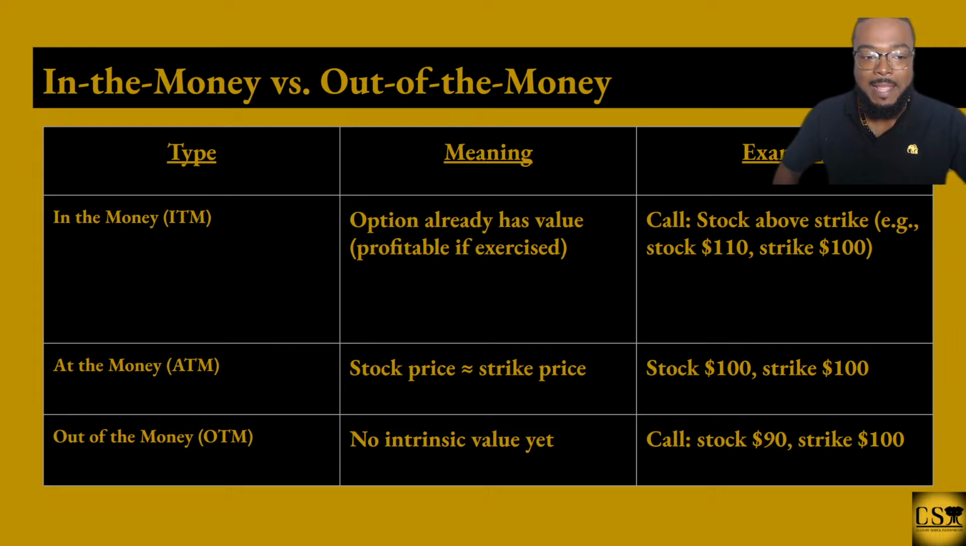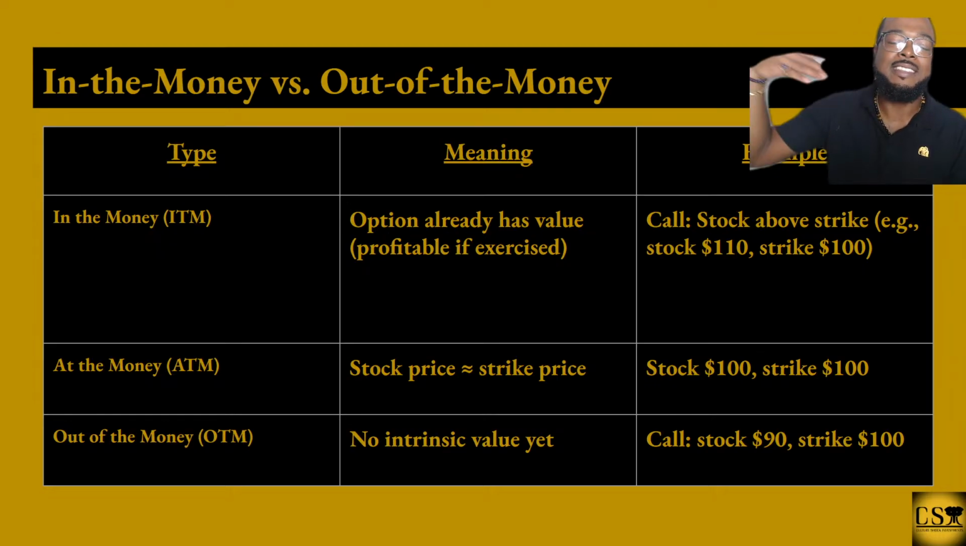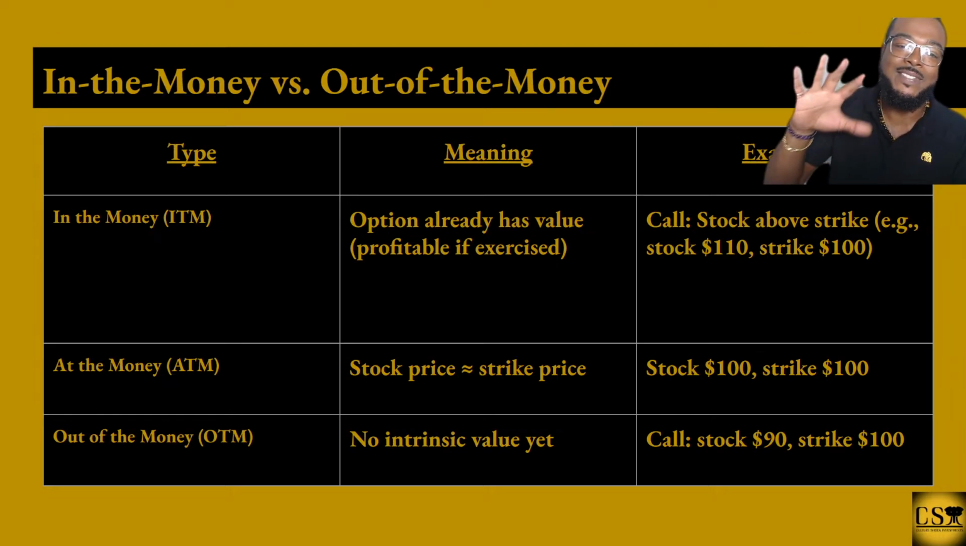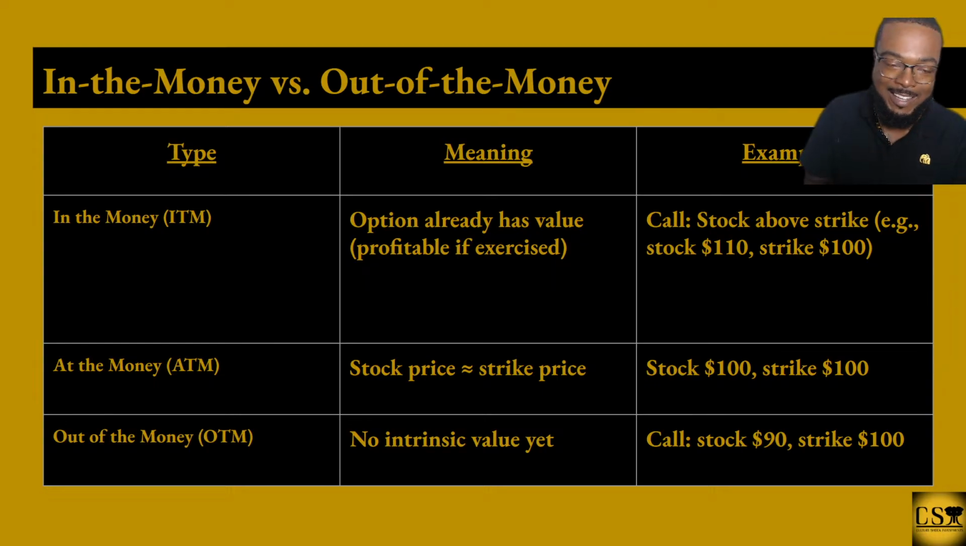In the money, the option already has intrinsic value. What they're saying is that the option is already sitting above your strike price, and it currently holds some intrinsic value. So you're looking to buy the $100 Apple calls, and the Apple price is at $105. It already has $5 of intrinsic value on it, making it a safer contract, but it's going to make it a more expensive contract to buy because it already holds some value inside of it.